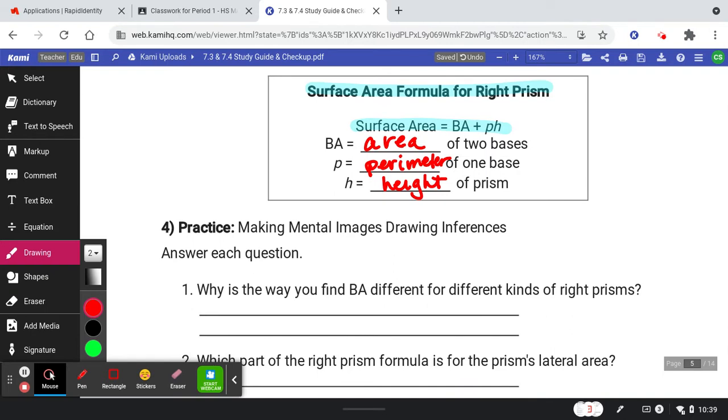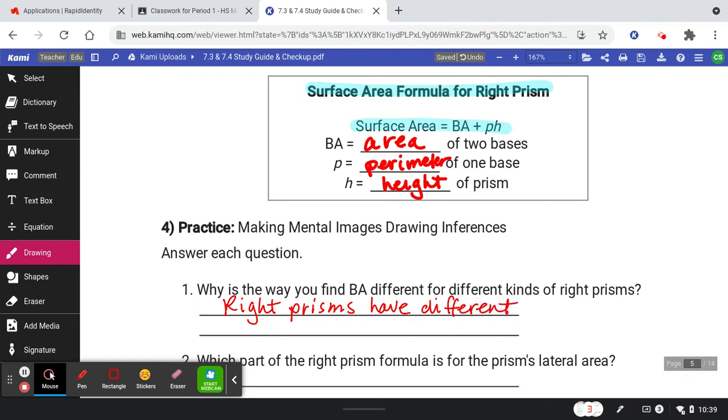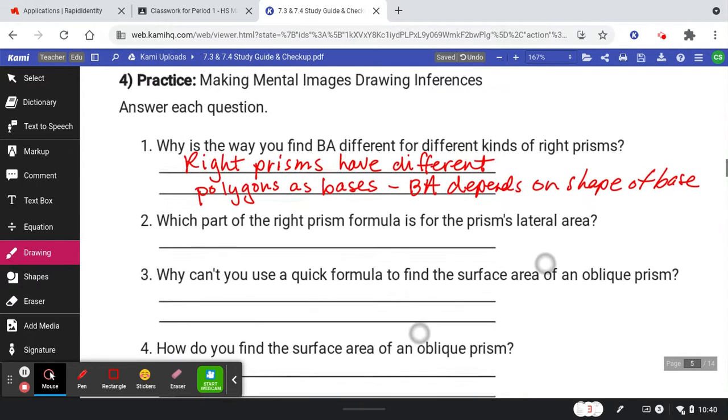All right. Why is the way you find base area different for different kinds of right prisms? It's because right prisms have different polygons for base. So this base area depends on the shape of the base. So that's why you're going to have different base area for different kinds of prisms.